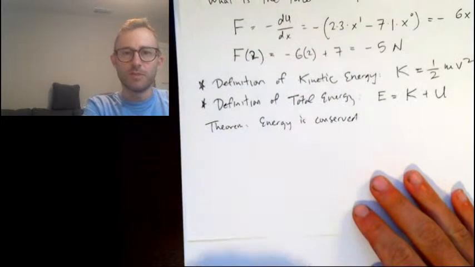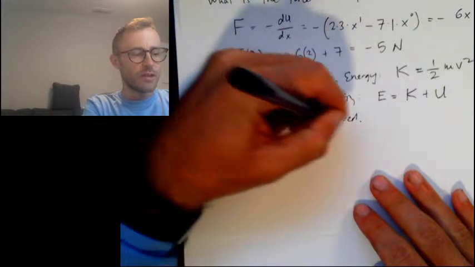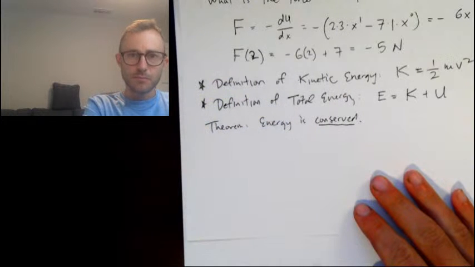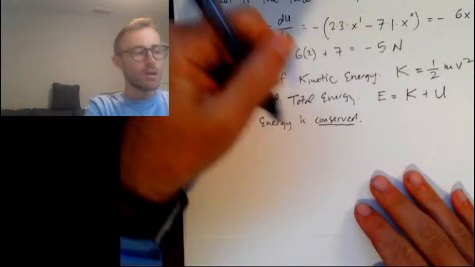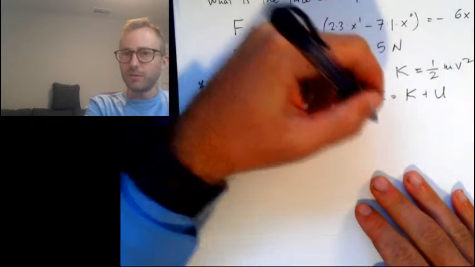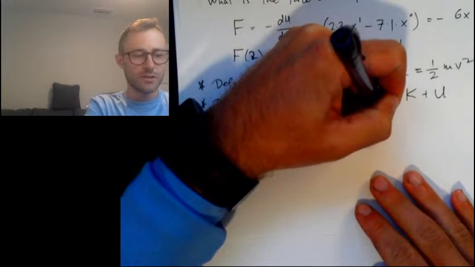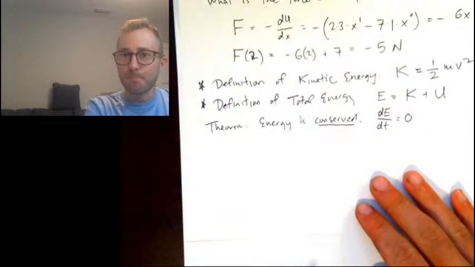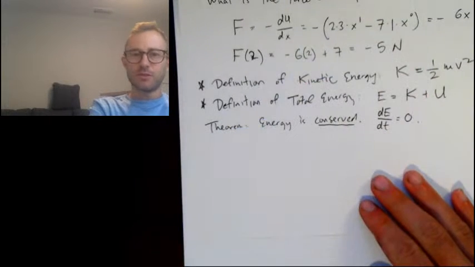I'm going to prove it to you. And just in case you forgot, to say that something is conserved means that its value does not change as time goes on. Okay? So in particular, if something is conserved, that means that its time derivative is 0. The derivative of the energy with respect to time is 0. So that's another way of saying that something is conserved.